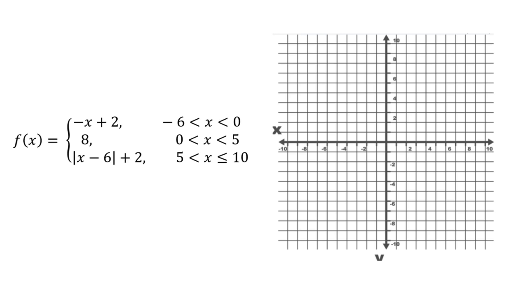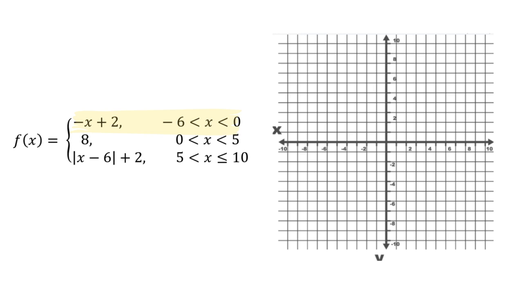In this video, I'm going to show you how to graph a piecewise function by hand. When we're graphing a piecewise function by hand, we want to use the endpoints, and we're going to use either an open circle or a closed circle based on the inequality symbol. In our first case, for the top part of the piecewise function, we have negative x plus 2, from negative 6 less than x less than 0. Since I have two less than symbols, I'm going to use open circles.